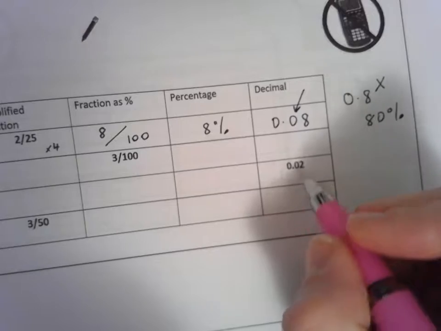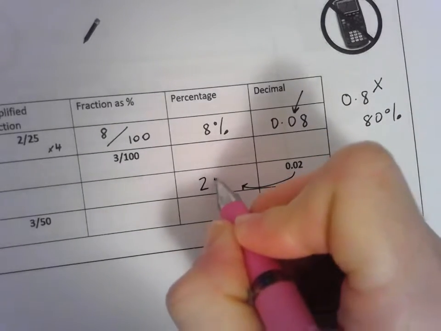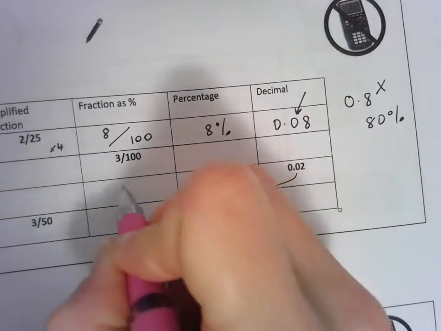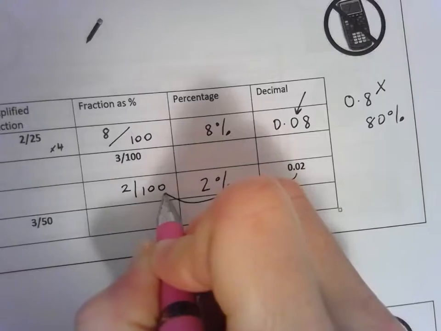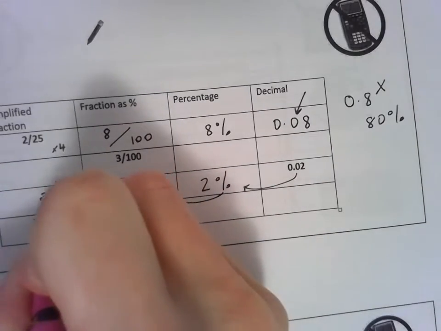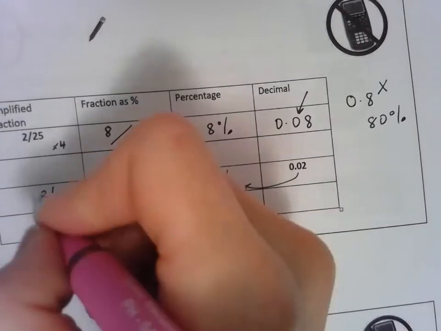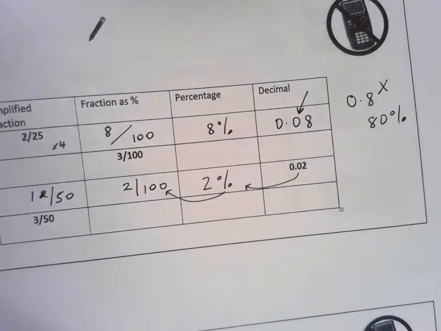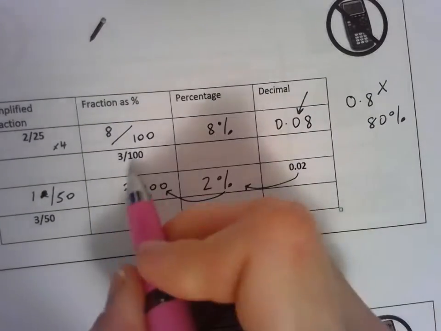Alright, so if you come down here, you've got to work backwards. It's become 2%. 2 out of 100, percent means per 100, and we can see that it can go down a little bit smaller. Oh, 1. Okay, let's start with this one.